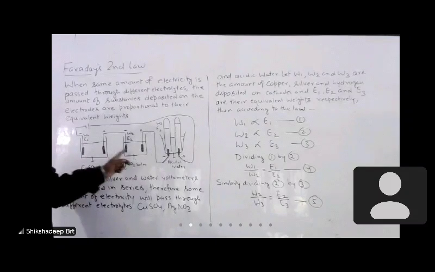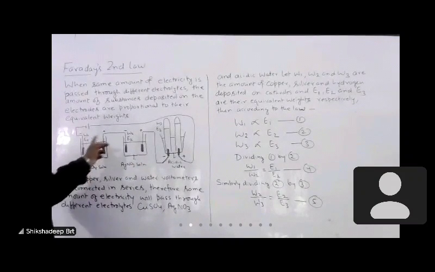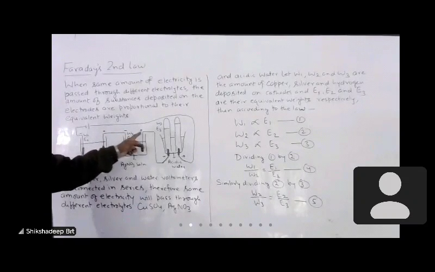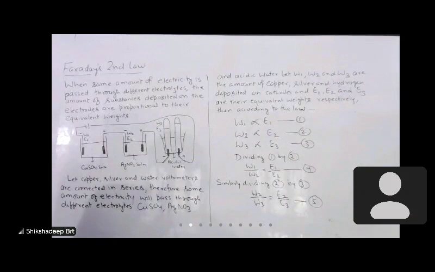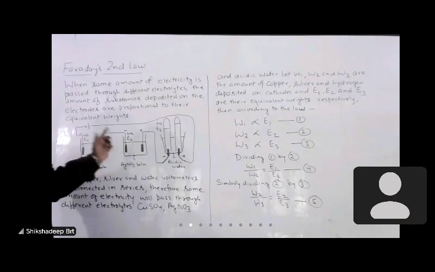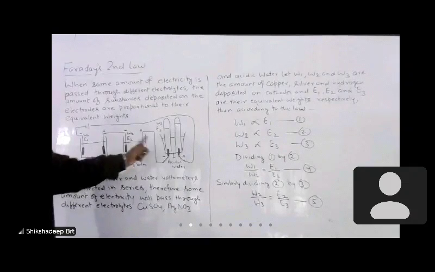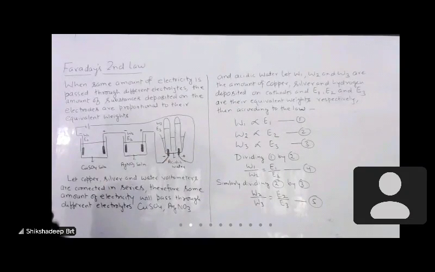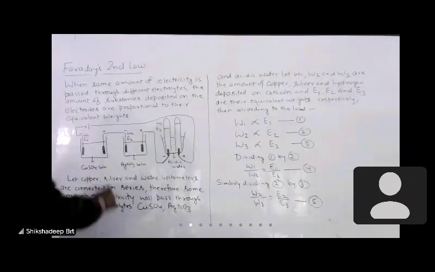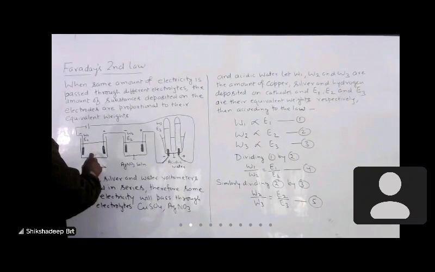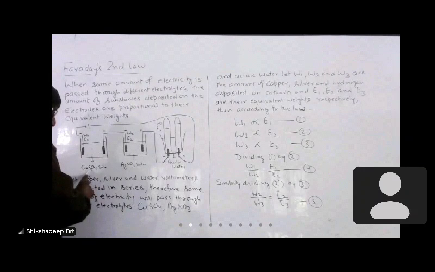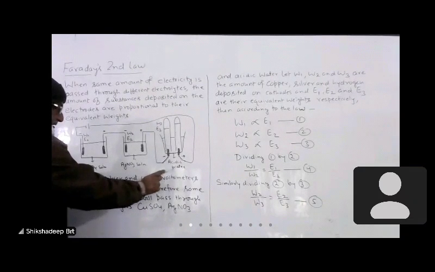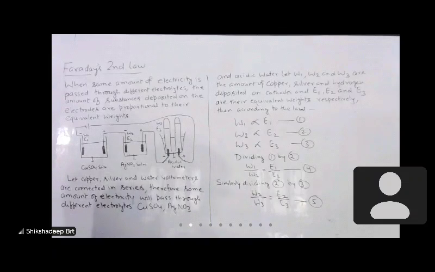Now these three voltameters are connected in series. The positive of one is connected with the negative of the next, so they are connected in series. The same current passes through this and the same amount of current will pass through this. So can I say the same amount of current is passing through different electrolytes: copper sulfate, silver nitrate and acidic water?